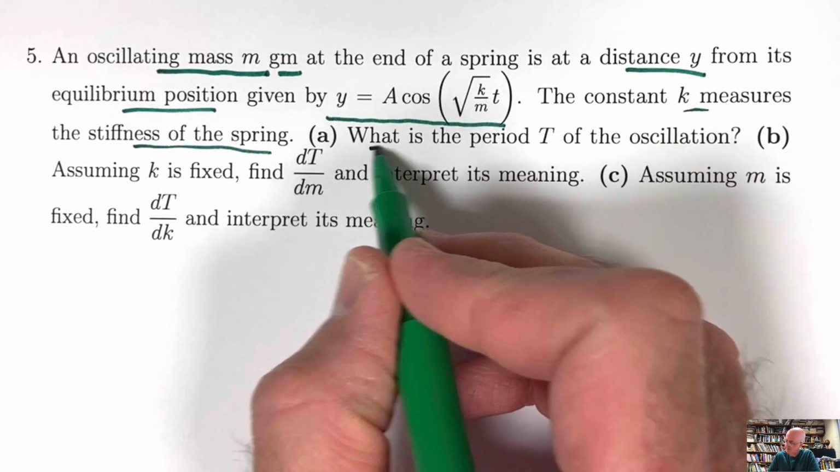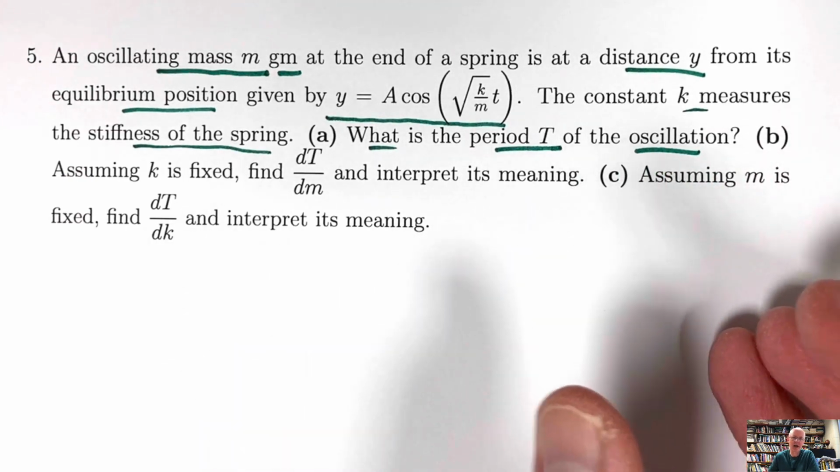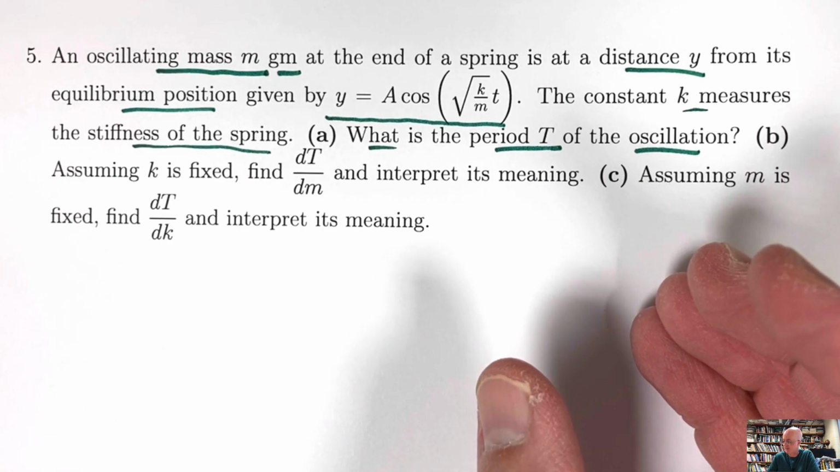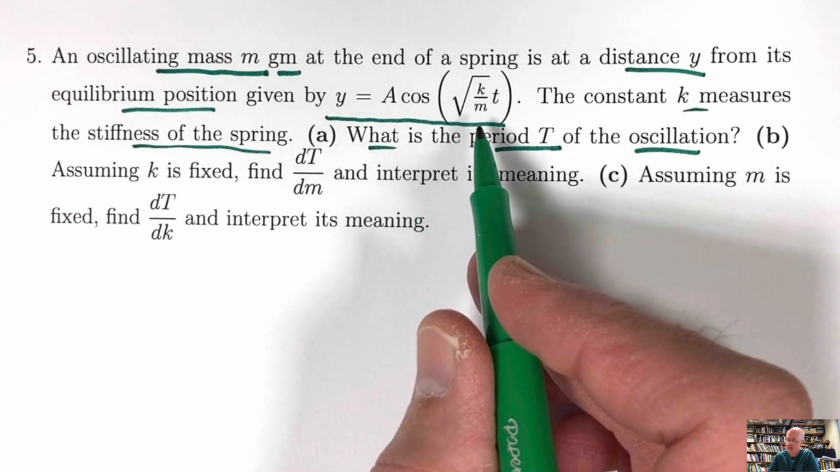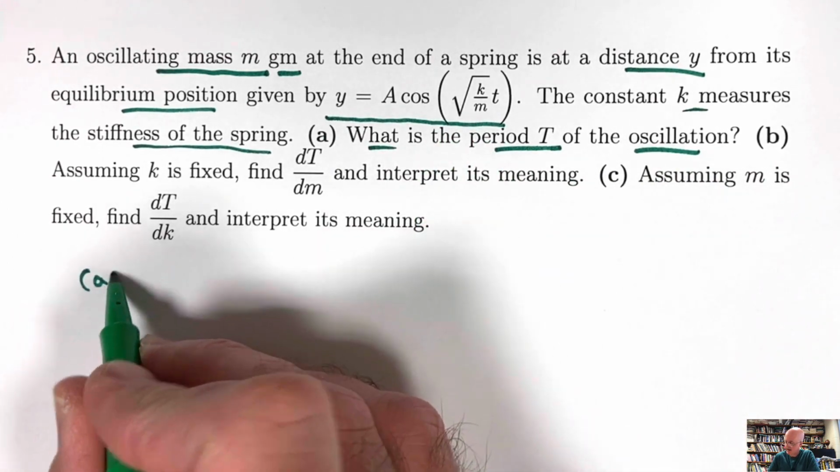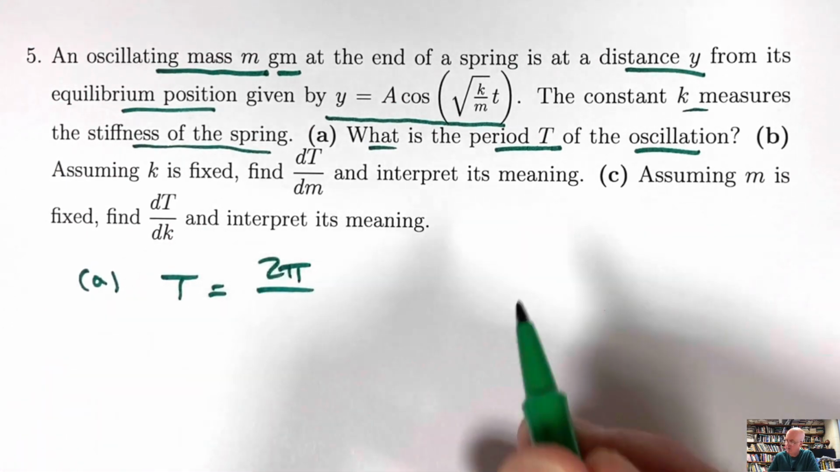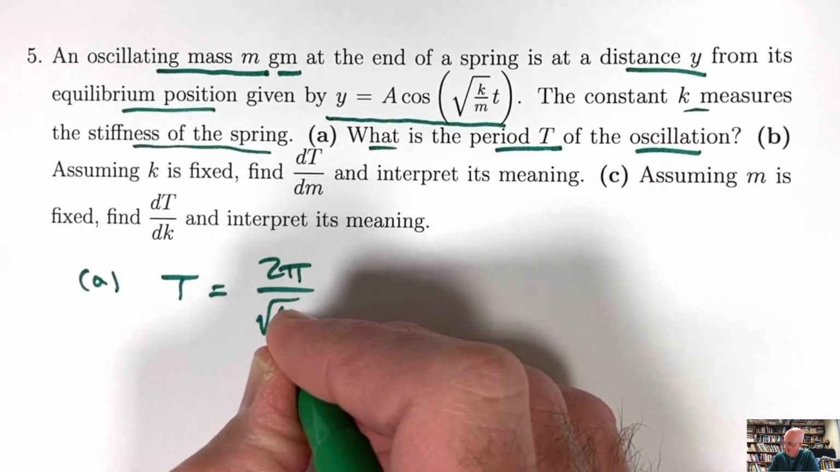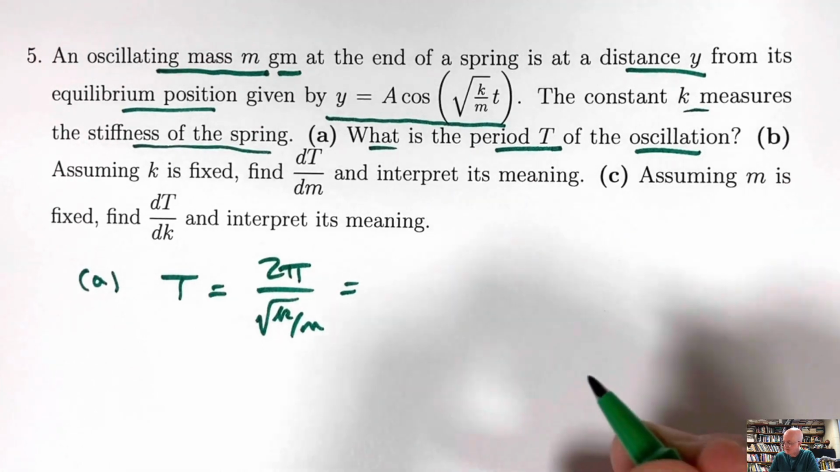Part A says, what is the period T of the oscillation? How long does it take to go back and forth, to go back to where it started with the same velocity? That is based on the period of this trig function. Part A, the period, like we saw in the last problem, is 2 pi over whatever the multiplier is of the little t here. That's square root of k over m. That is the answer.